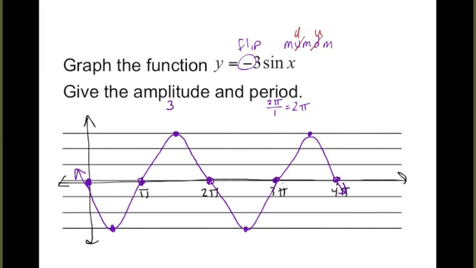Your amplitude should still be positive. We always want a positive answer for our amplitude. So even though that negative is there, we're still going to report our amplitude as being a positive 3 because it still has a height of 3. But that negative goes in and it changes all the ups and downs. And that's the same for sine or for cosine.